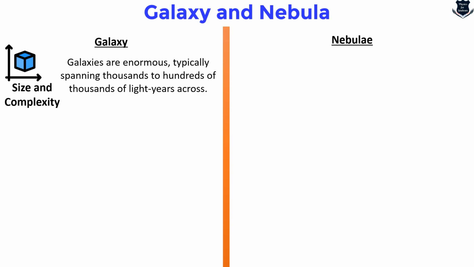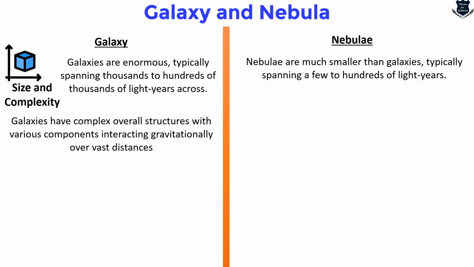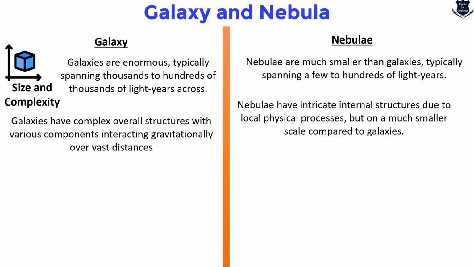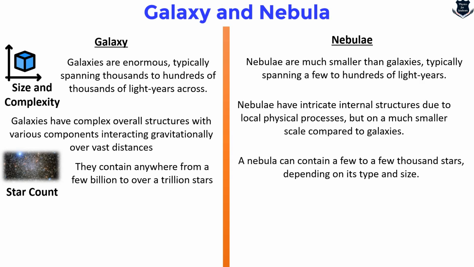The size: galaxies are huge, enormous, typically spanning thousands to hundreds of thousands of light years across. Nebulae are not much bigger, especially a few hundred light years. They are much more complex. By complex, I mean the overall structure, the gravitational distance, etc. They are quite complex. Nebula, I would say their internal structures due to local processes are much smaller compared to that of galaxies. If you talk of star count, you can see a galaxy has a few billion to over a trillion stars. But a nebula is not that much. It has a few thousand stars.